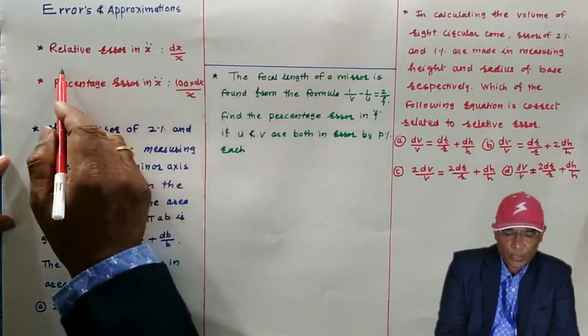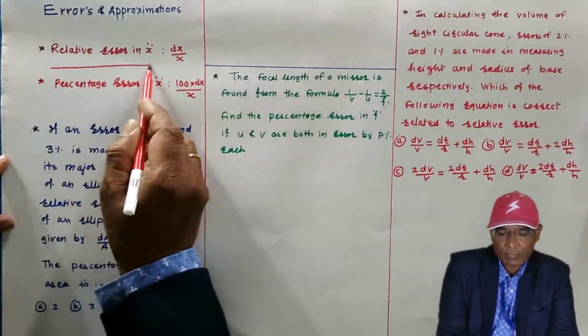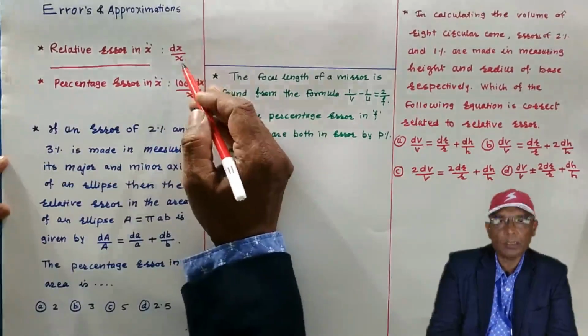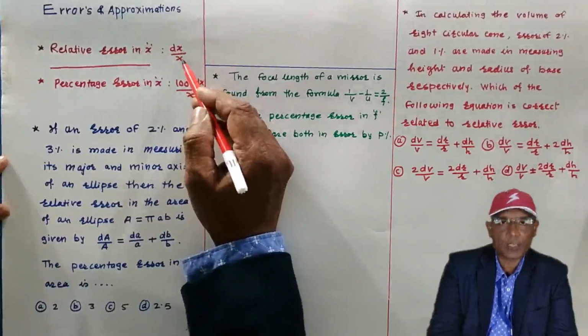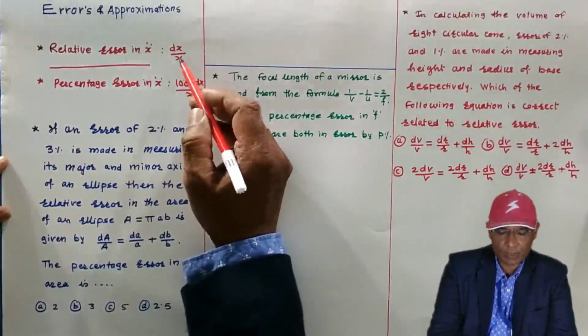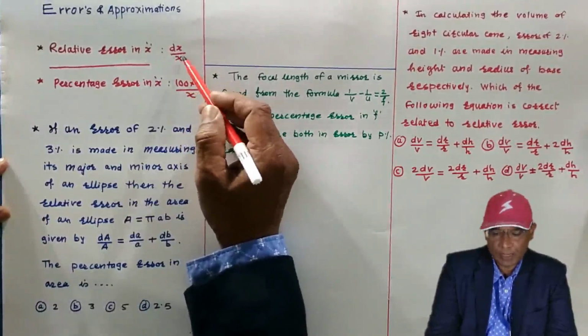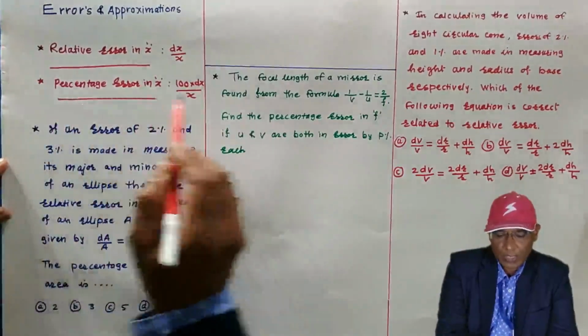In errors and approximation, the relative error in x is dx by x. dx by x is what? Relative error in x. And if you multiply it by 100, then it becomes the percentage error in x.